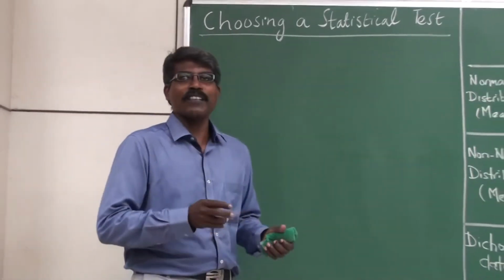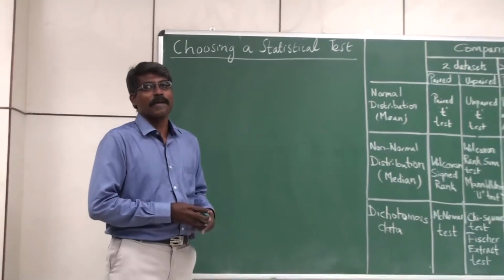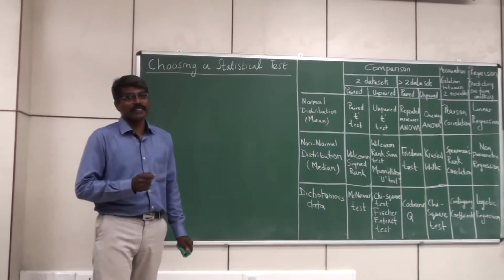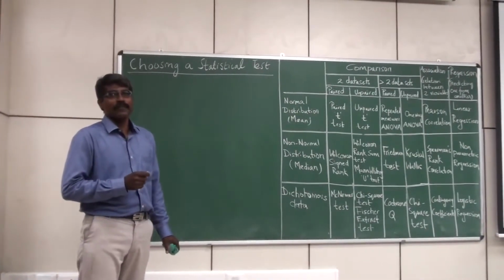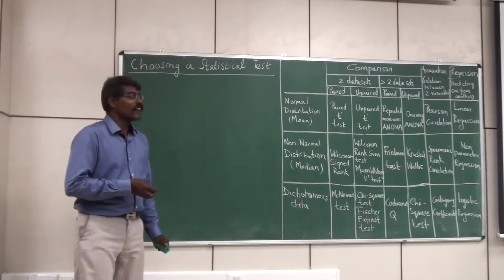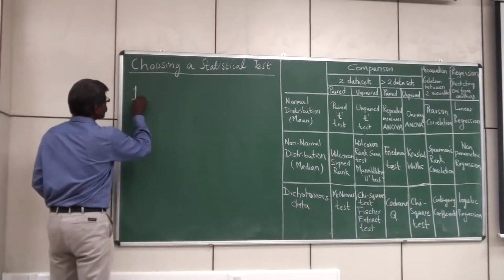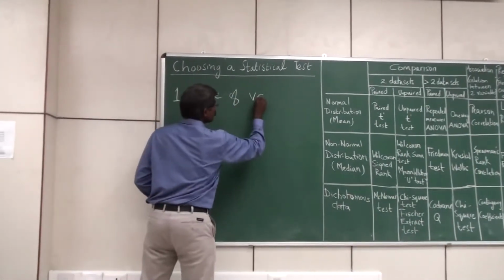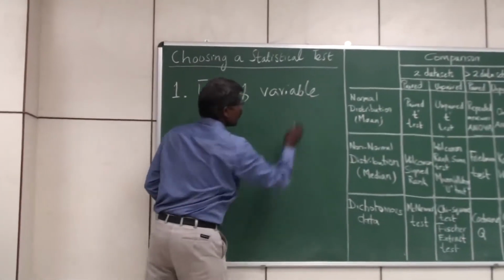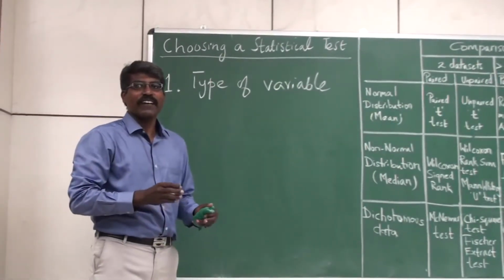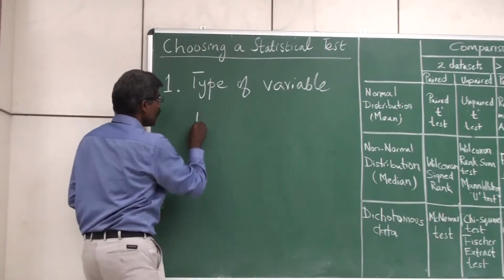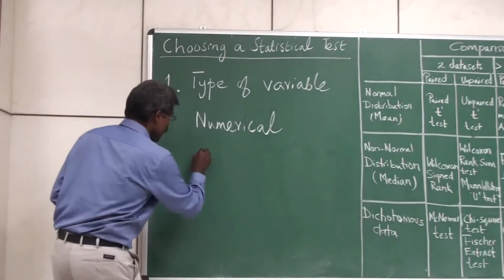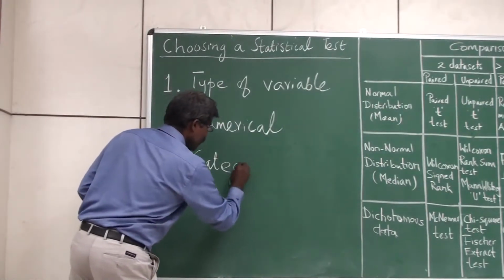Now, let's see what are the factors which determine this analysis so that we'll be able to approach it properly. There are 5 factors which determine the choice of a statistical test for analysis of data. Let's see one by one. The first factor is the type of variable. We have already seen the data can be of 2 types, isn't it? The first one we have seen as numerical, and the second type of data can be categorical, isn't it?